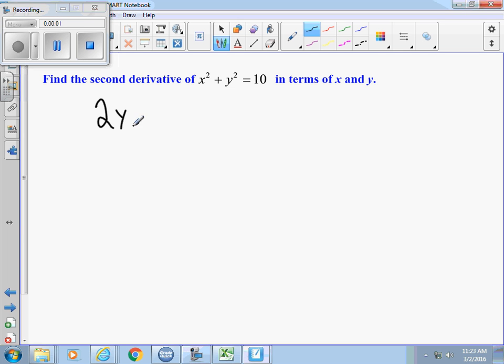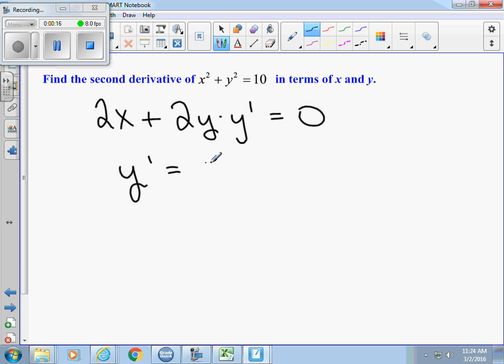Second derivative. First, we need to find the first derivative. Okay, did everyone get that? Get y prime by itself. Okay. I went pretty fast on that negative x over y, so let me stall there. Any questions about that? Subtract the 2x over, and then divide by 2y. The 2's cancel. Let me show that extra step.